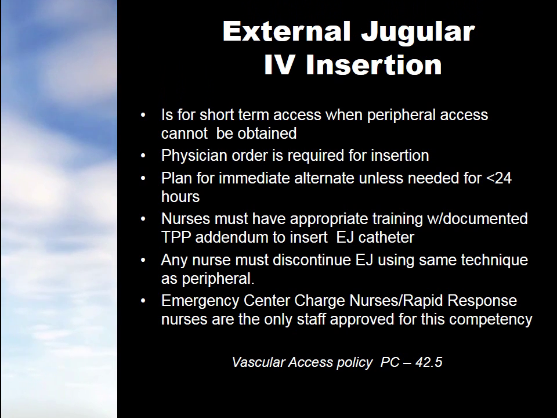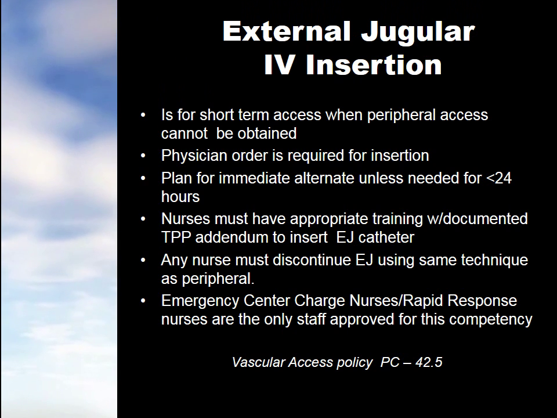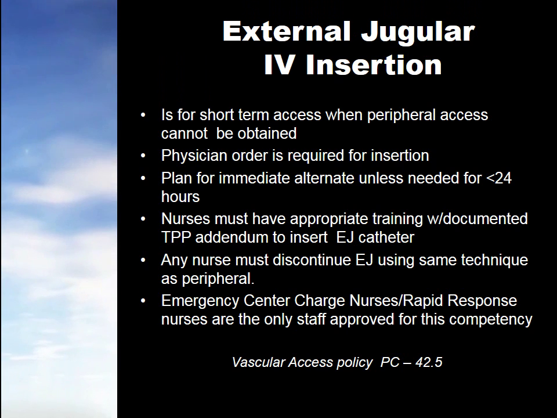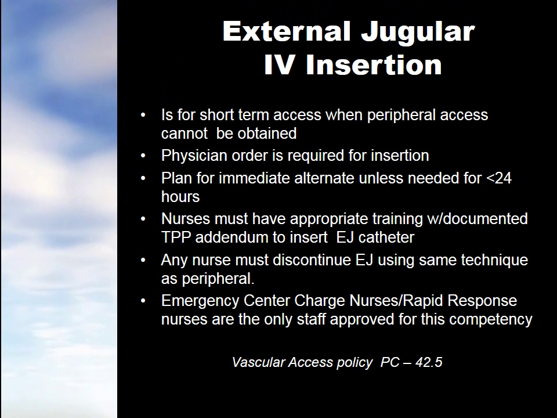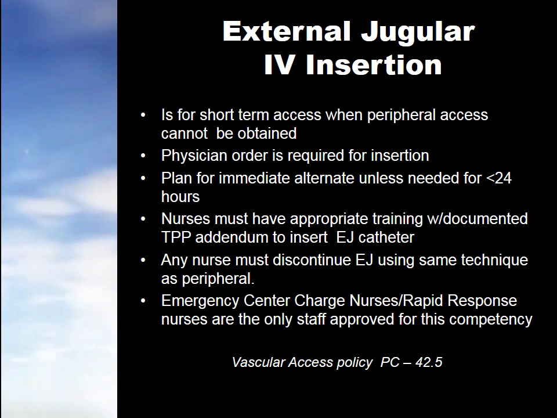External jugular IV insertion, also known as EJs, are used for short-term access when peripheral access cannot be obtained. A physician order is required for insertion, and a plan for immediate alternate access, unless needed for less than 24 hours, should be made. Nurses must have appropriate training with documented TPP addendums to insert EJ catheters. Any nurse may discontinue EJs using the same technique as a peripheral IV.